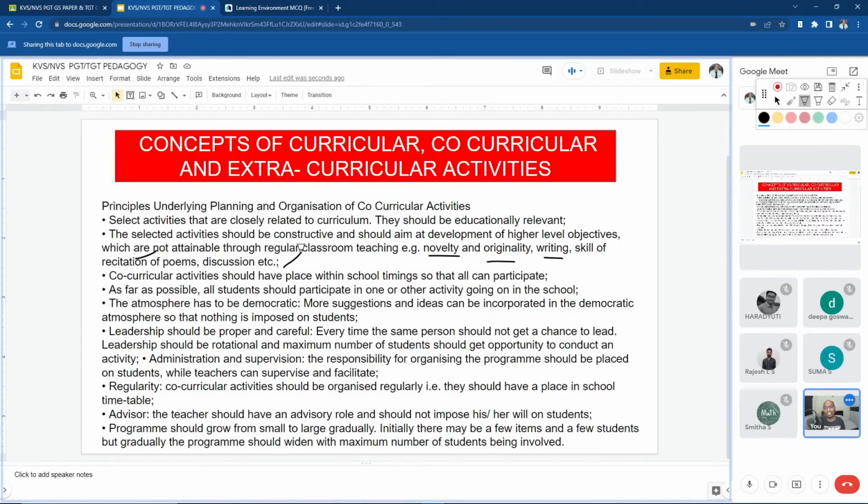So many different clubs are there, and every Saturday we have 2 periods for these kinds of different co-curricular activities. Co-curricular activities should have a place within school timing so that they can all participate. So whatever activities you are going to conduct, that should be inside the school, within the school hours. So every Saturday, 2 periods are allotted for the co-curricular activities.